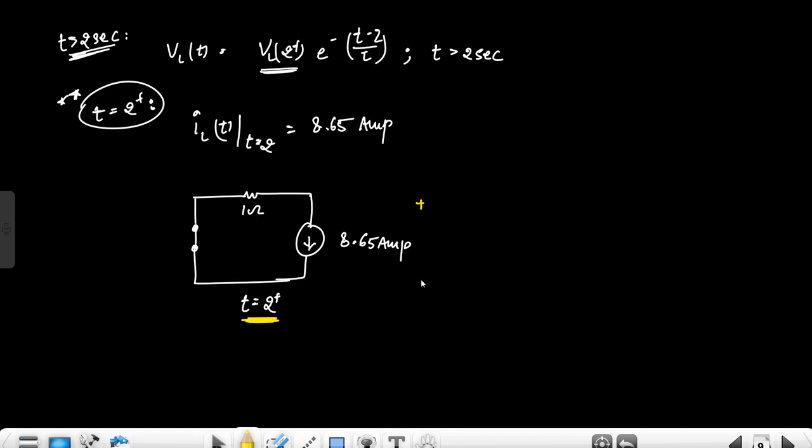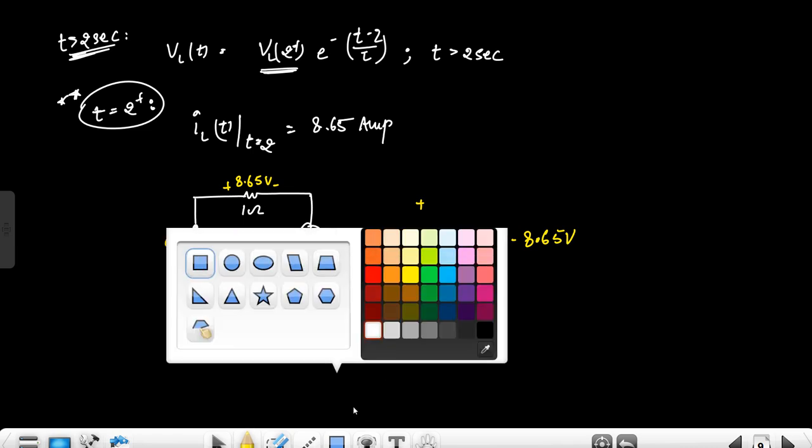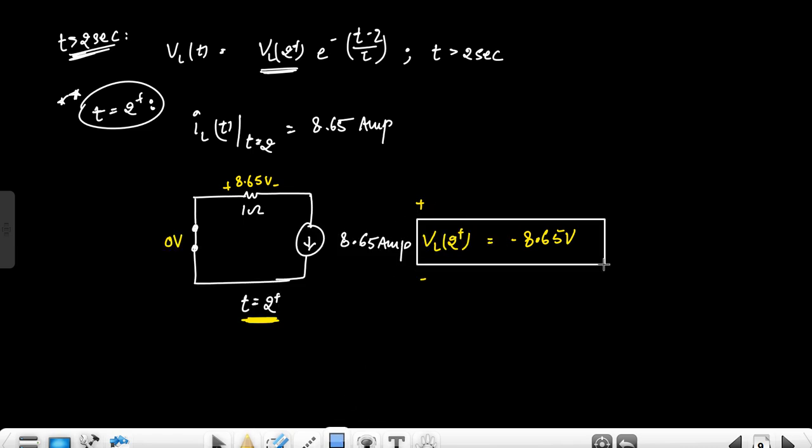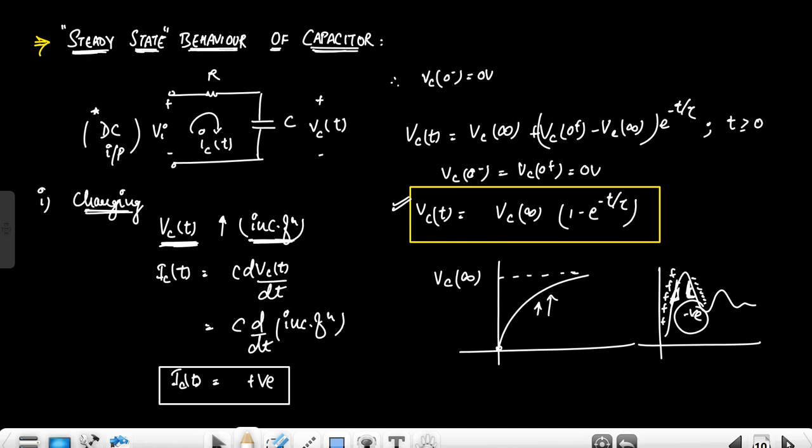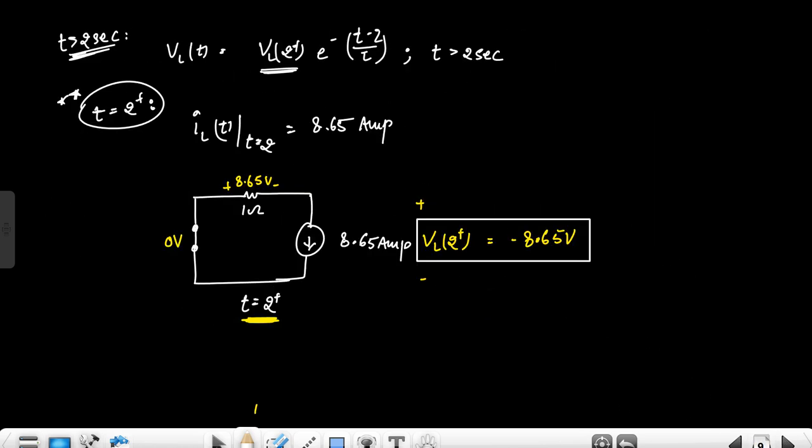And now the voltage across this inductor is VL(2+), which will be simply minus of 8.65, right, because the current flowing through it gives the voltage across it as 8.65 volts, and it is opposite in polarity, right. So VL(2+) is minus of 8.65 volts. So according to this, the transient equation will be VL(t) equals minus of 8.65 e raised to the power minus of (t minus 2) divided by 1, right. So at last it is following this equation.